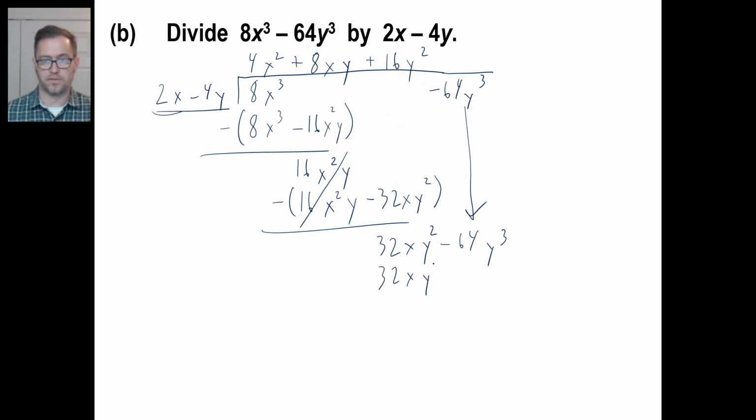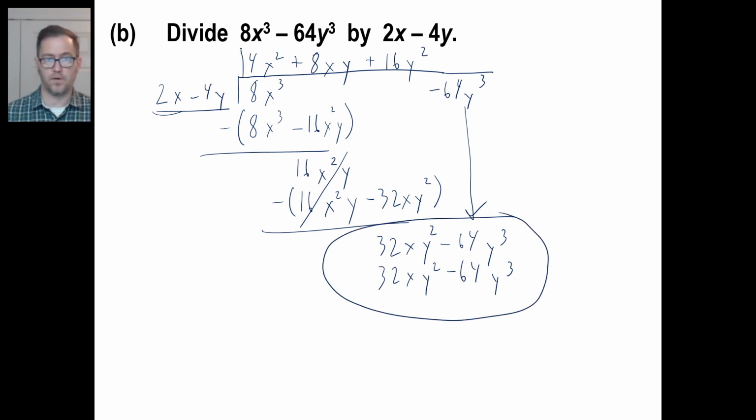And of course, that's always the same. Now, 16 times negative 4 is negative 64. y squared times y is y to the third power. And notice again that these are exactly the same. So that is it. There is no remainder. And that is your perfect answer.